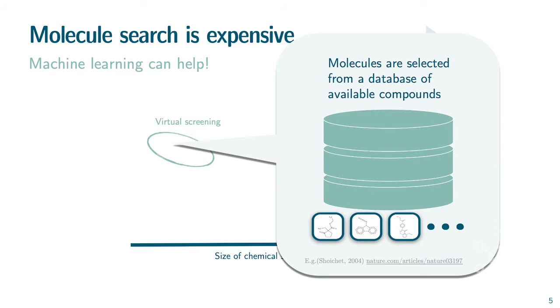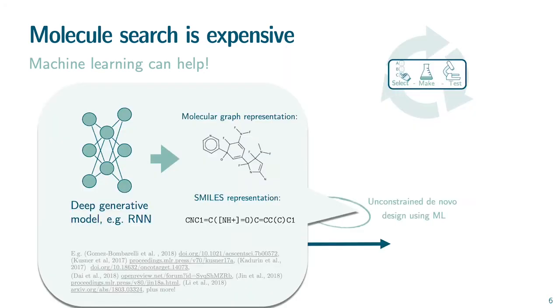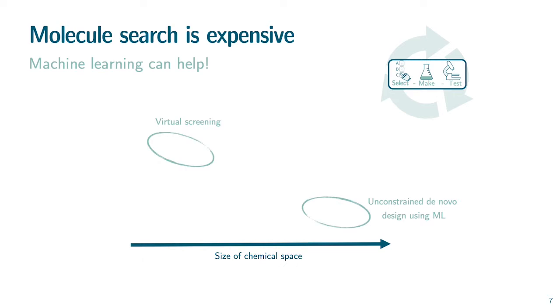There's been a series of recent work looking at how machine learning can help within this cycle, particularly at the select step. In a traditional approach, such as virtual screening, the molecules that are being selected come from a pre-built database of purchasable or otherwise available compounds. To remove the limitation of only searching in a predefined set, machine learning approaches have built generative models of molecules. These models can suggest new molecules through generating text representations of them or by directly outputting molecular graphs.